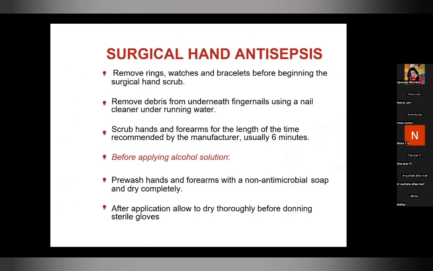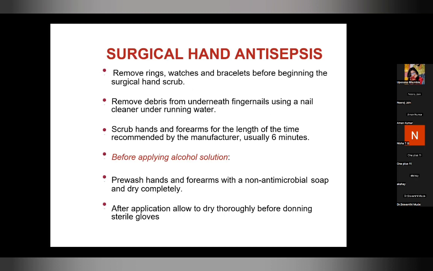We spoke about the surgical hand antisepsis. So whenever you are doing a surgical hand rub, remove rings, bracelets, everything has to be removed. First of all, in surgery you are not supposed to wear all these ornaments. Then remove debris from underneath the fingernails.